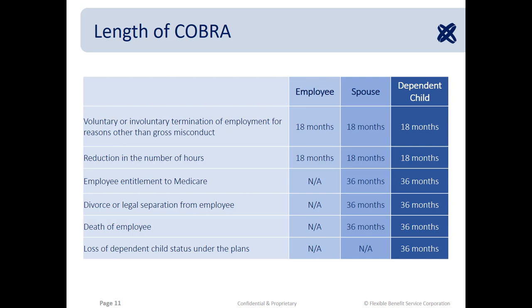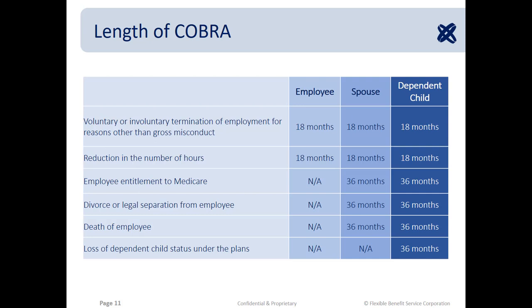If the spouse or dependent child lose coverage due to the employee's entitlement to Medicare, then they are both entitled to 36 months of COBRA coverage. Keep in mind, it is not a qualifying event if the employee voluntarily terminates coverage to go on Medicare, only if the employer forces the employee off the group health plan once they become entitled to Medicare.